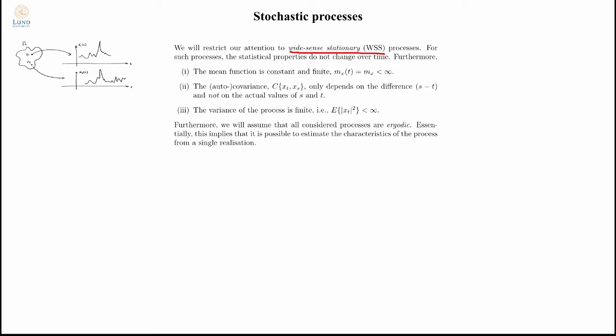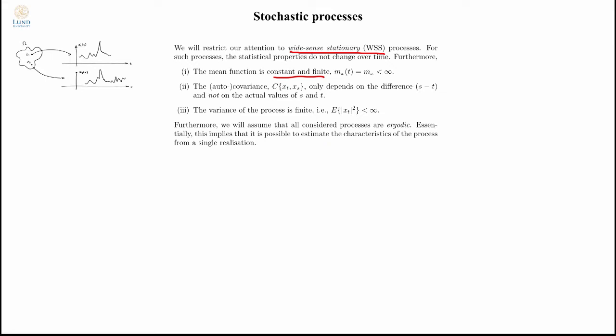That means that we have to fulfill three properties. First of all, the mean function has to be constant and finite, meaning that the mean value at each time point of the process is the same. In that sense, you can, of course, then average the different realizations that you have and get an estimate of the mean as such.